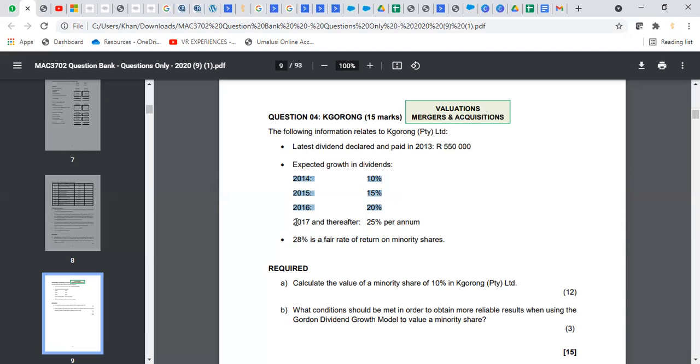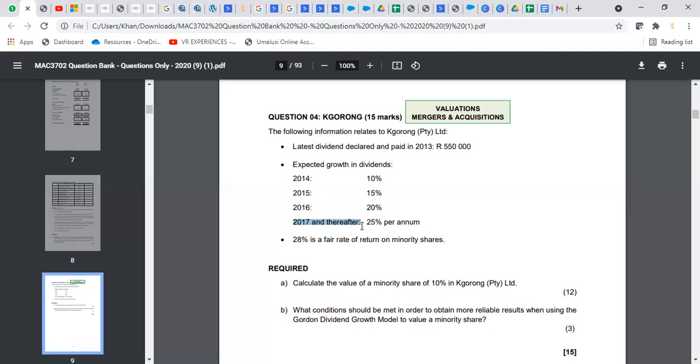Then we have the second stage, which is the year from which the growth would be constant. As you can see, the growth over here is constant at 25%. In most cases, we just get a dividend that has the same growth rate forever and ever. But the moment dividends or cash flows grow at different rates, and after a certain time grow at a constant rate, that is known as a two-stage approach.